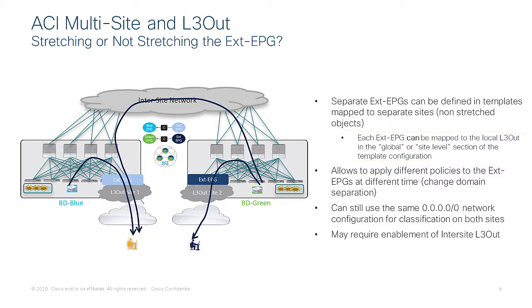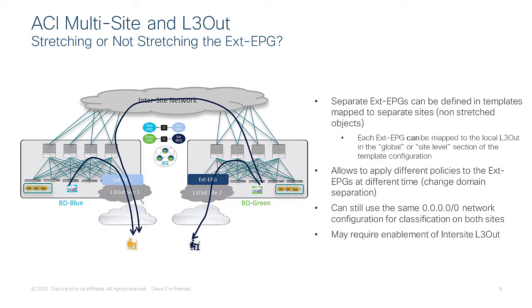Depending on the traffic flow that I want to establish, for example, in this case, I have an EPG green endpoint in site 2 that wants to talk to the resources accessible by the L3 out in site 1, I may need to enable the intersite L3 out functionality. And we will see what that means in a few minutes. Okay? Normally, I would say this is more rare, right?